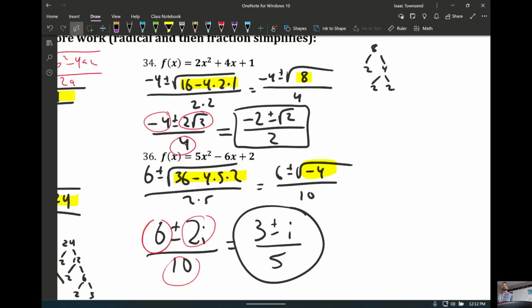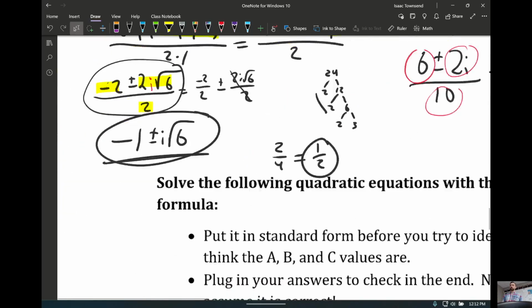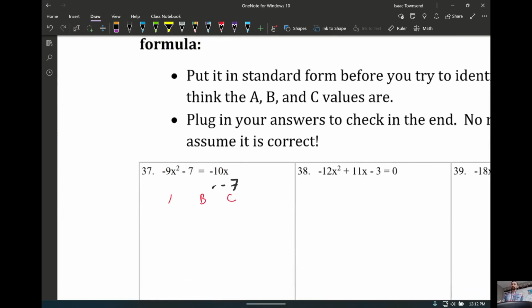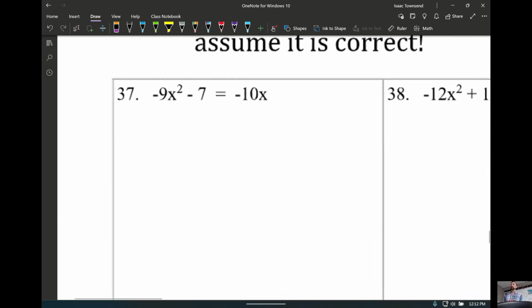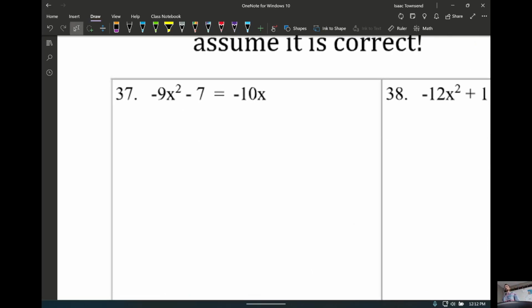Okay, I'm going to come back to 36 in just a second, but one thing you need to be careful about, something that did not come up on any of these until the back page, and I'm going to ask you to do the back page today. If you say that A is -9, B is -10, and C is -7, you can plug those numbers in the quadratic formula if you want to, but it's not going to come out to be the right thing. You can't identify A, B, and C until it's in standard position. So move everything to the left or everything to the right, whatever you prefer.